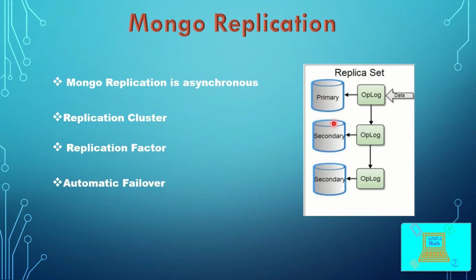Mongo replication supports automatic failover, which means suppose this primary goes down, one of the secondaries will automatically take over and make itself primary. So the replication will continue and the replication cluster will behave as usual.